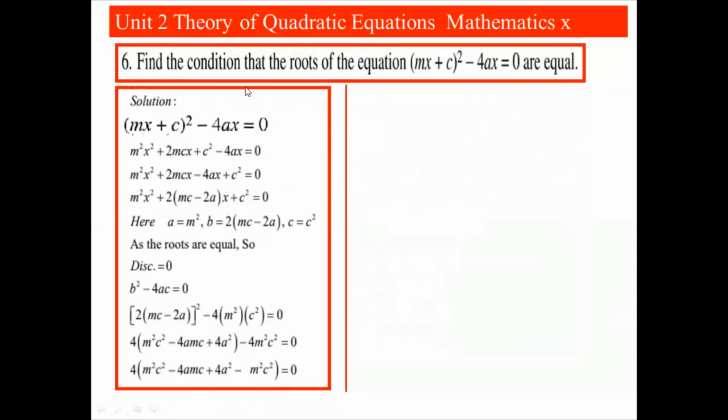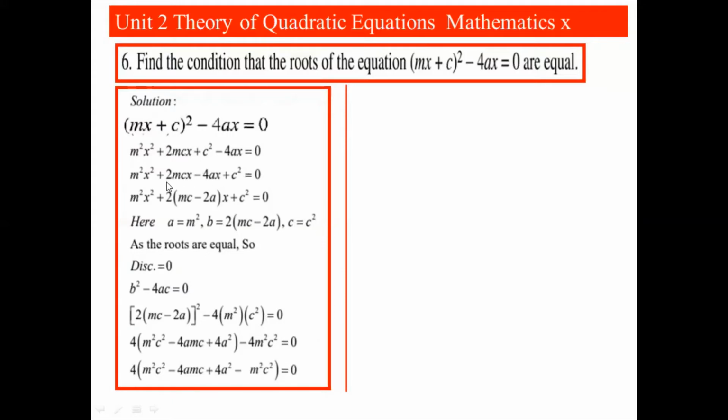Solution: (mx plus c) whole square minus 4ax is equal to 0. When we open this square, we have m square x square plus 2mcx plus c square, and here is minus 4ax is equal to 0. Now we have to write this equation into the standard form. So first we arrange the terms: m square x square plus 2mcx minus 4ax plus c square is equal to 0.